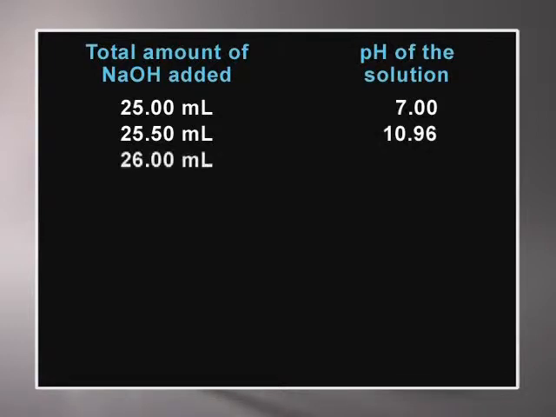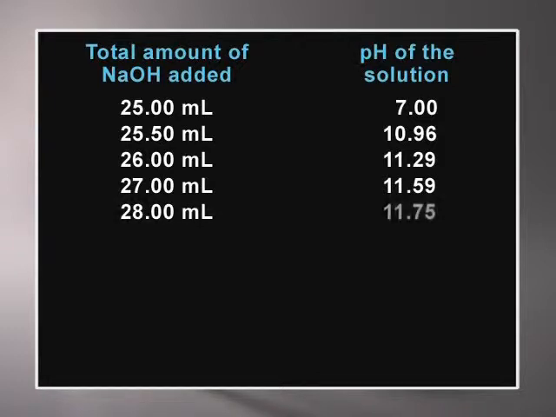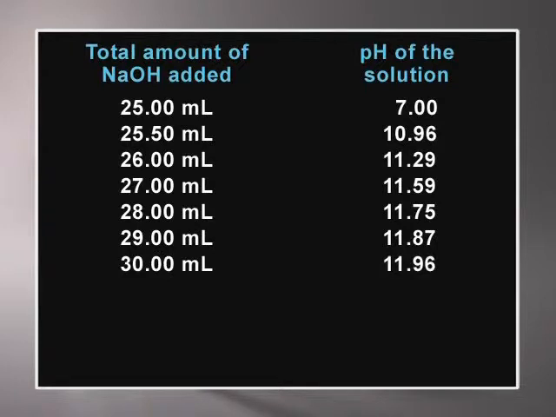The next half milliliter of base raises it to 11.29. Now I will add 1 milliliter at a time. The next full milliliter of base raises it to 11.59. The next milliliter, 11.75. The next milliliter, 11.87. The next milliliter, giving me 30 milliliters in all, 11.96.